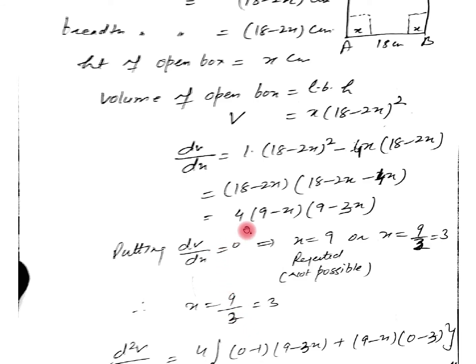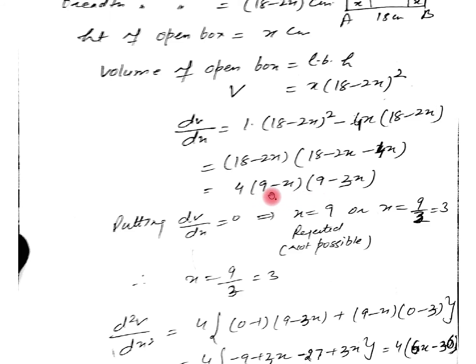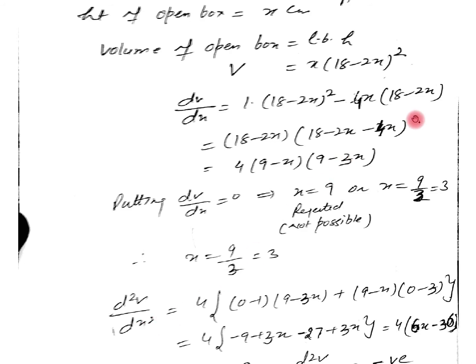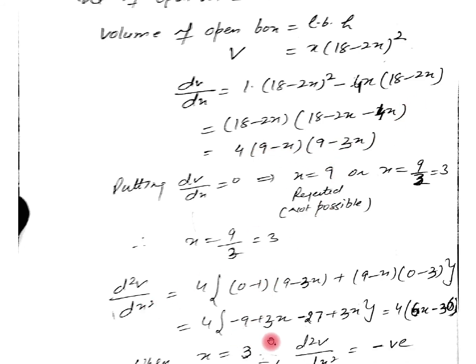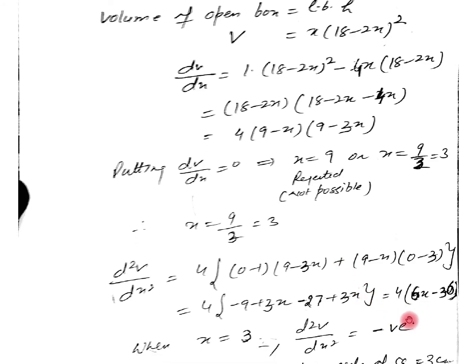Now here we again find the second derivative. We find the second derivative by using the product rule. Either you can also multiply it out and then find the second derivative, whichever is convenient for you. Then finding the second derivative, we get 4 into (6x minus 36). Now when I put x equal to 3, this is negative. We are only concerned whether it is positive or negative, whichever the value may be.